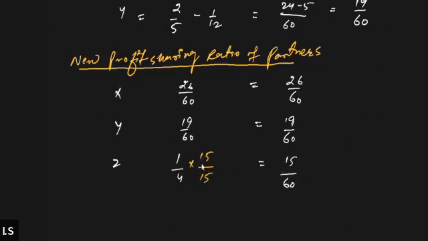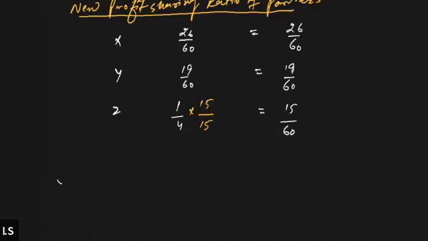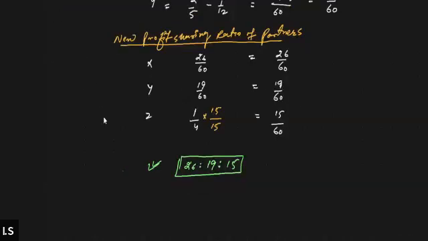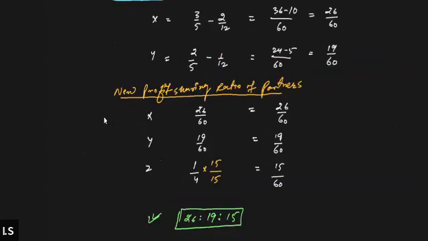Is that clear to everyone? Yes, sir. So finally, the new profit sharing ratio will be 26 is to 19 is to 15. This is the new profit sharing ratio. Got it, everyone? Anyone having any doubt other than Alexander? Everybody's clear about this. Abin, Ayan, Mariam, Heba. Yes, sir, clear.